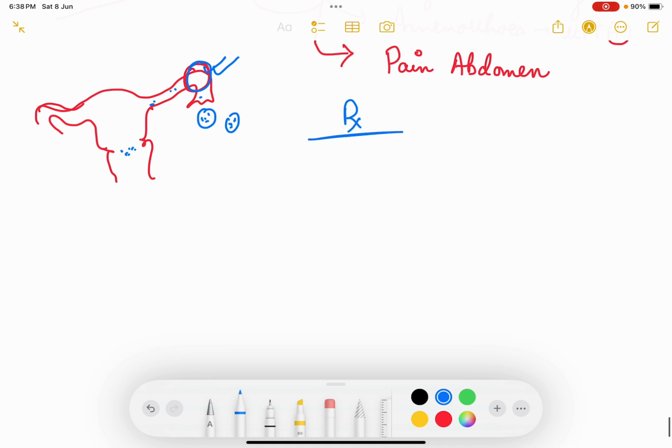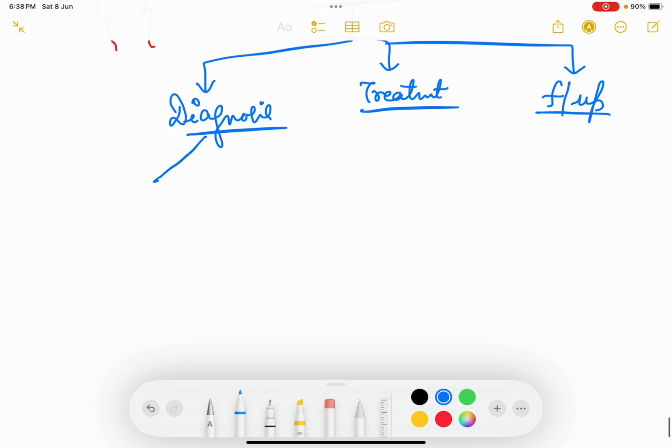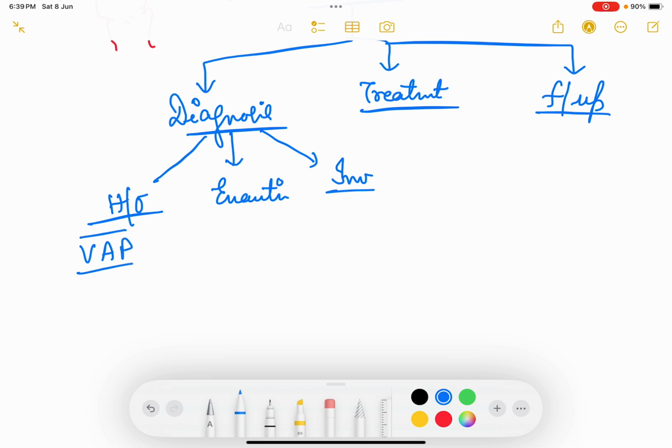Always remember, when management is asked in an examination, you have to start with diagnosis, followed by treatment of the patient, and then lastly you have to go for follow-up of the patient. For diagnosis you have to have history, examination and then investigation. So basically you are writing everything when it is asked regarding your management. History: the patient will have the classical VAP symptoms, so this you will explain.